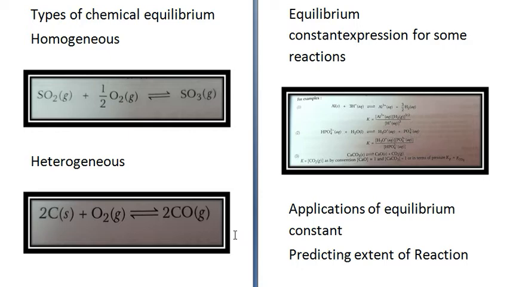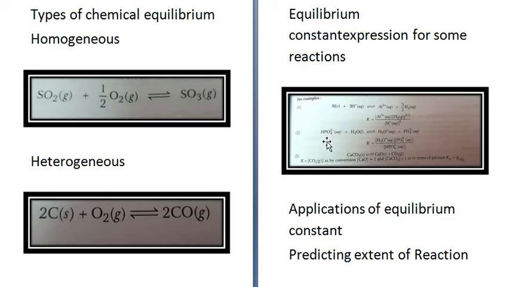Now, for example, if you see Al plus 3H+ gives you Al3+ plus 3/2 H2. In this case, Al is solid, so its concentration will be 1. 3H+, Al3+ and 3/2 H2 are all aqueous. So, K will be equal to Al3+ concentration into H2 concentration divided by H+ concentration. Okay, concentration of products upon concentration of reactants. But in reactants, because Al is solid, it will be 1, so we don't need to write that.